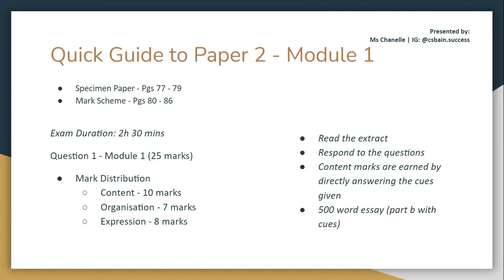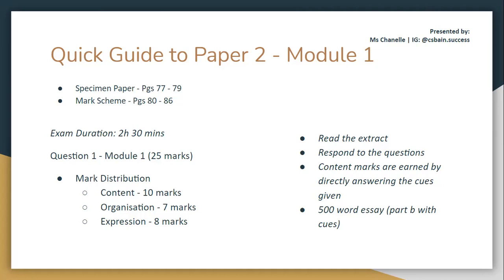Your content marks. We spoke about content marks being 10. That's earned by directly answering the cues. Remember what I just said? Once you answer the cues, you are giving the actual answers you want. Now you're probably thinking, okay, so I've already given the answer. What is the purpose of organization and expression?